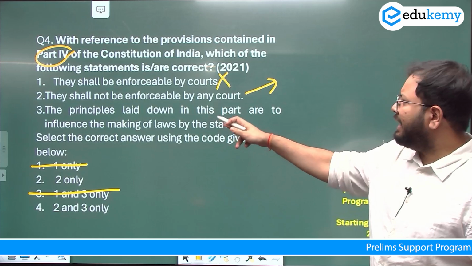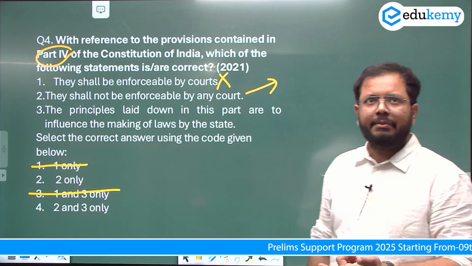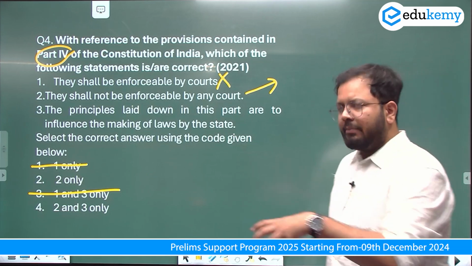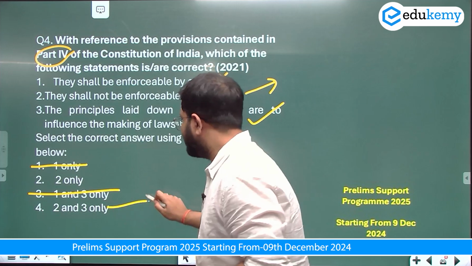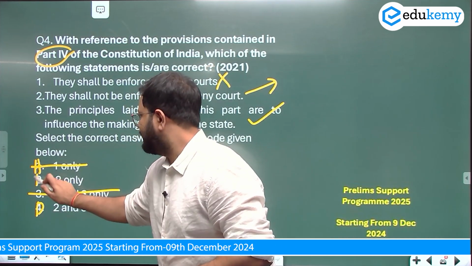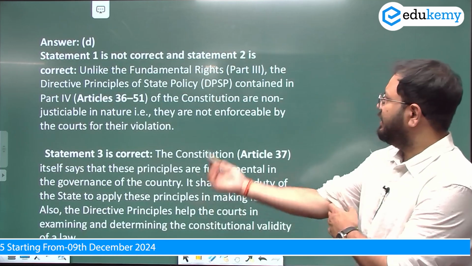Now 2 and 3. The principles laid down in this part are to influence the making of laws by state. Yes, it is a guideline. ये भी हमने पढ़ा. It is a guideline given to state in which state makes laws based on these principles. So this is correct. 2 and 3 are correct. Answer is 4. D. It is D, right? A, B, C, D. Answer here is D. ठीक है.